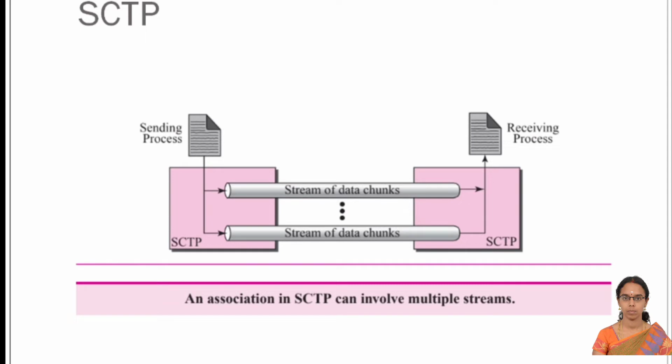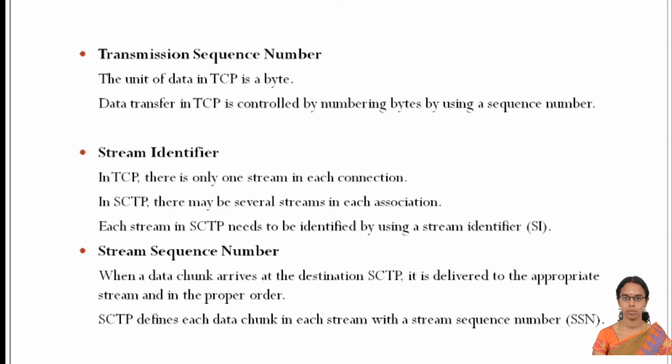From the sender side, multiple streams of data chunks will be transmitted, and at the receiver side, it has to collect all the streams of data chunks and do the ordering of data before it extracts the original data. Now a few features we have seen in SCTP. Similar to TCP, where a unit of data is specified as a byte, all the data packets are controlled by a sequence number. Here also we have a transmission sequence number, which is mainly needed to do the ordering of packets at the receiver side.